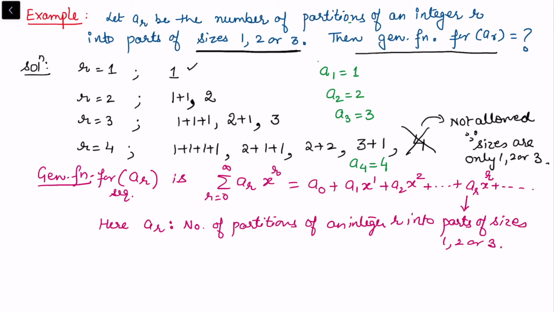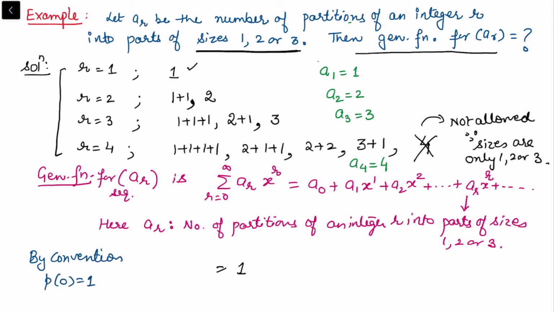And from these examples that we have verified, we have seen A0 by default is 1. A0 is actually the coefficient of x to the power 0. So we can note by convention that the partition of 0 is considered as 1. So we can always consider that as 1.